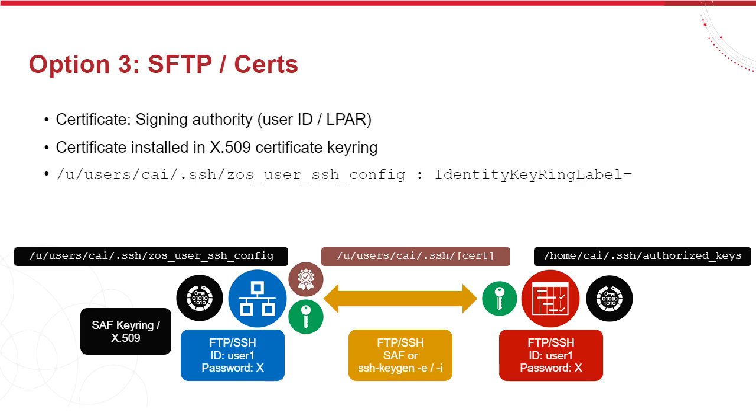It's called zOS_user_ssh_config, and it has the statement identity keyring label equal and the USS directory of the certificate on the mainframe LPAR. This enables server for AAI on the mainframe to know where the certificate is stored via the identity keyring label equal statement in that file, so it can obtain the certificate from the keyring to validate the public key with the AAI host when it tries to make the SFTP SSH connection. Here, again, a dedicated SFTP directory is needed.